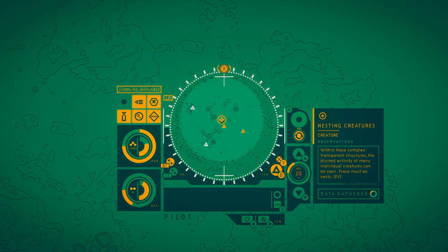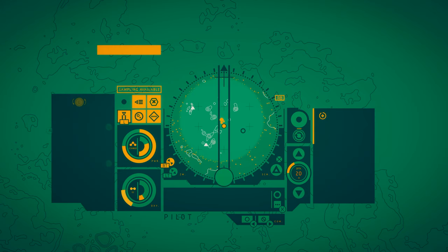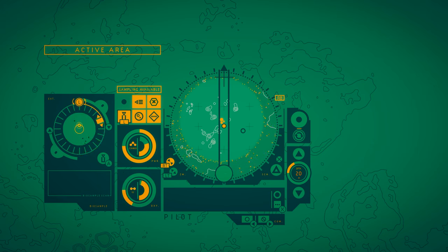Within these complex, transparent structures, the blurred activity of many individual creatures can be seen. These must be nests. These colonies do well to hold out against the bloom. The individual creatures seem to be able to digest the microbial growth. We can use this. We should try deploying a colony to see if we can create our own safe zone inside this toxic flood.